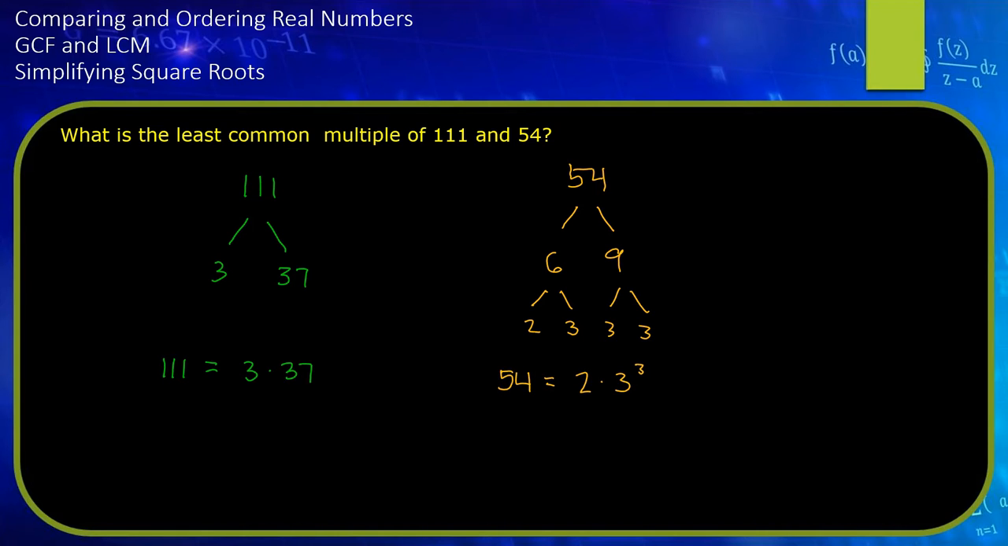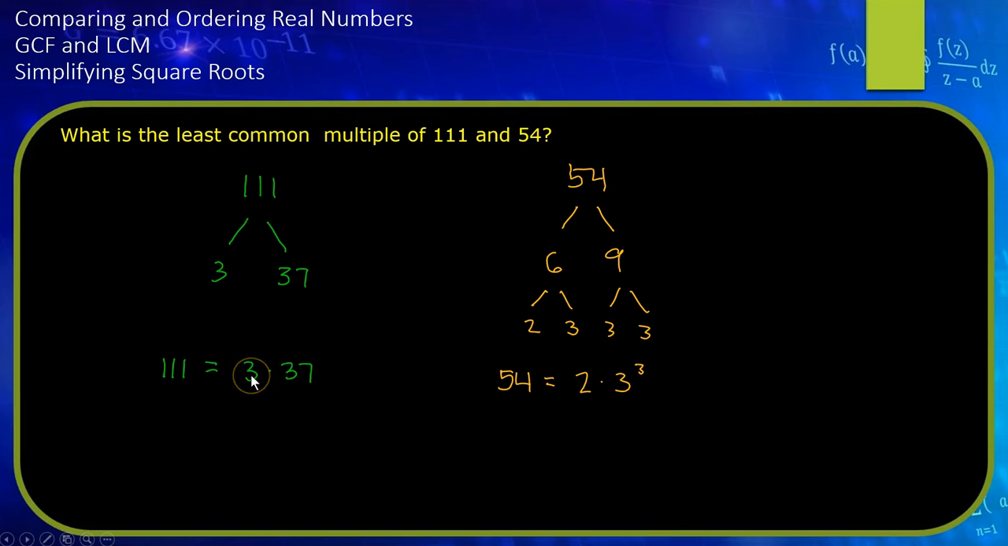And now what I'm looking for is the least common multiple. I'm looking for a number that 111 and 54 will both be factors of, but we want to make it the smallest possibility of those. So I'm looking for the highest power of each number that each one of them has. So, for instance, 54 has a 2, 111 doesn't have one. So 2 is going to be part of the least common multiple.